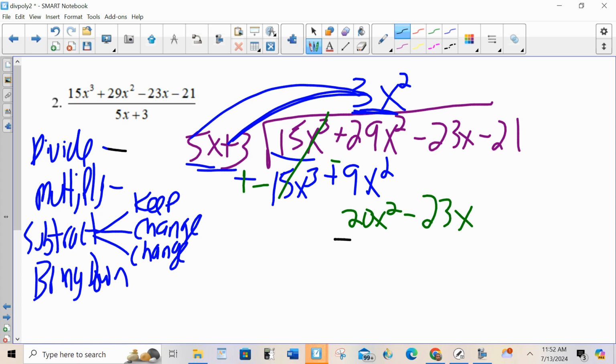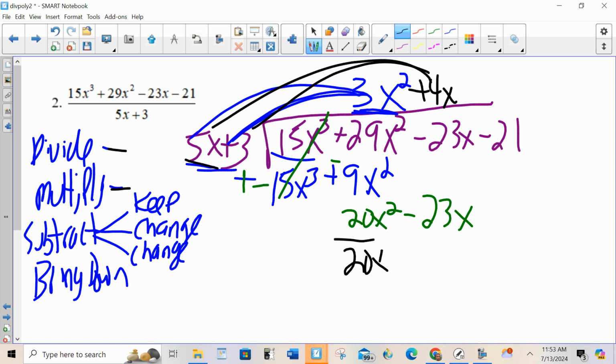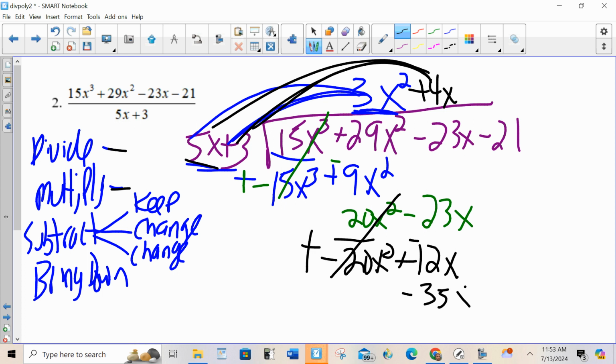Divide. 20x squared divided by 5x is positive 4x. Multiply the top number by the outside. 20x squared. Distribute. 4x times 3 is plus 12x. Subtract. Keep. Change. Negative 35x. Bring down minus 21. End of cycle. Next cycle.